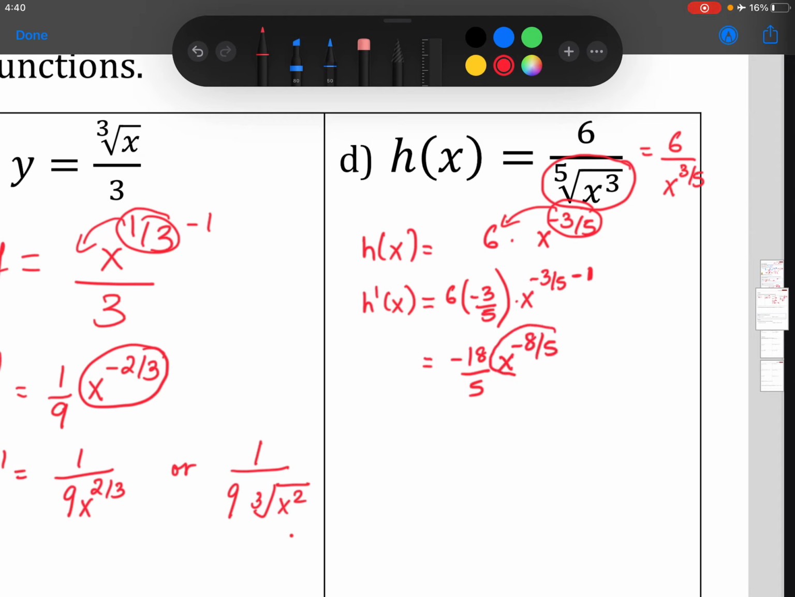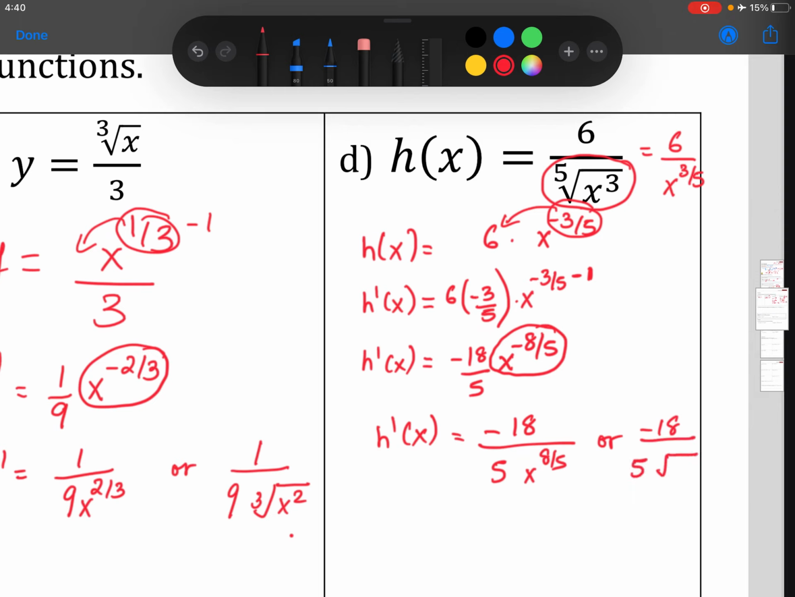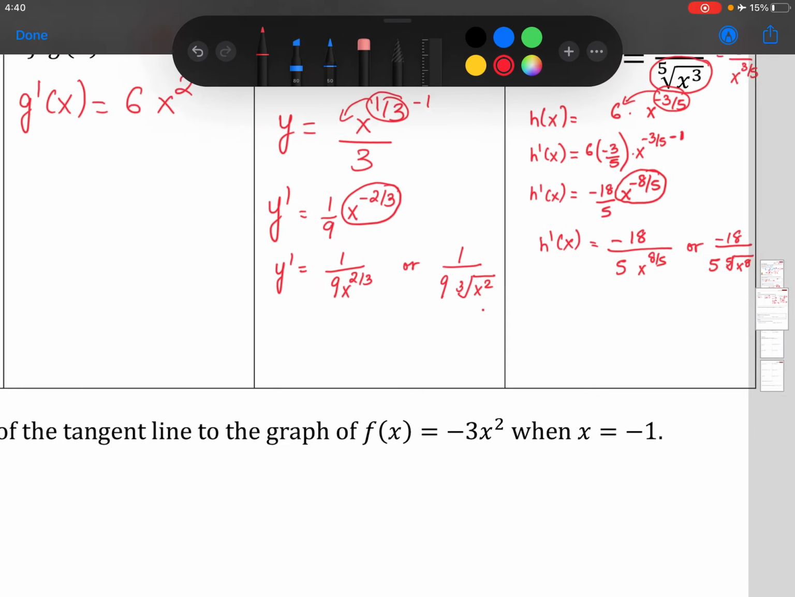So I cannot have a negative exponent. I'm going to move it down. So h prime of x is negative 18 over 5 times x to the 8/5, or I can choose to rewrite it as the fifth root of x to the 8th. So either one is fine. That's how you apply the power rule.